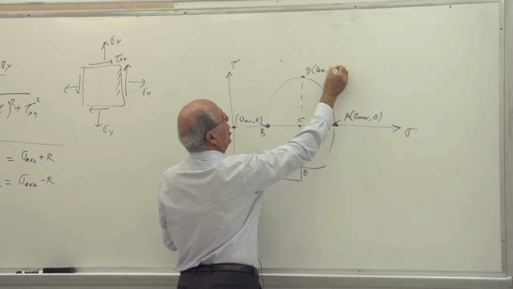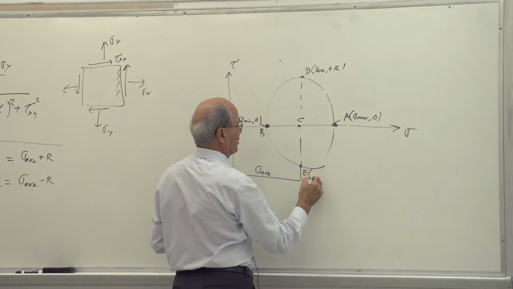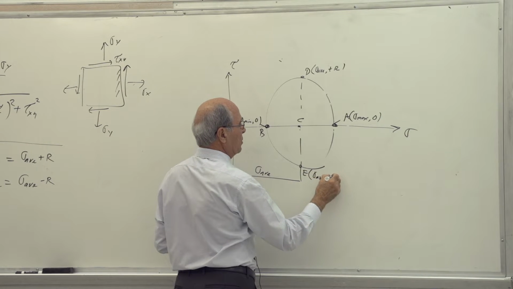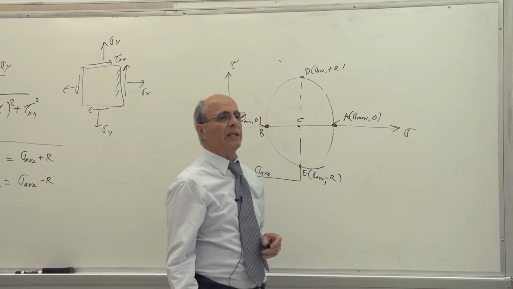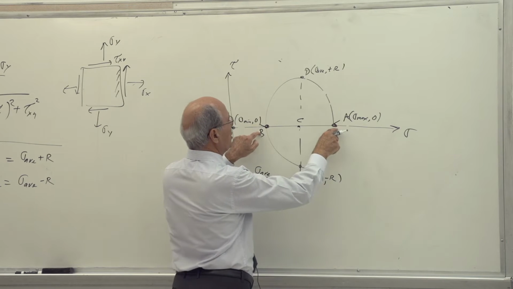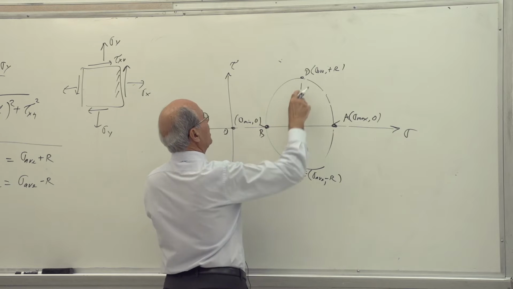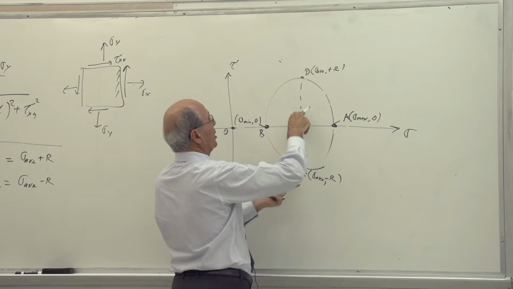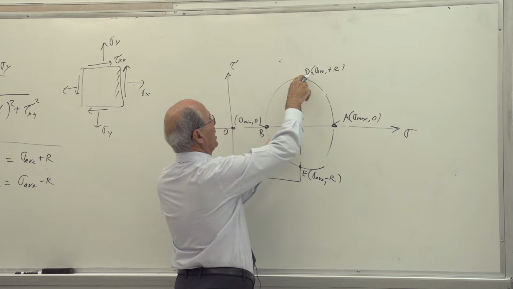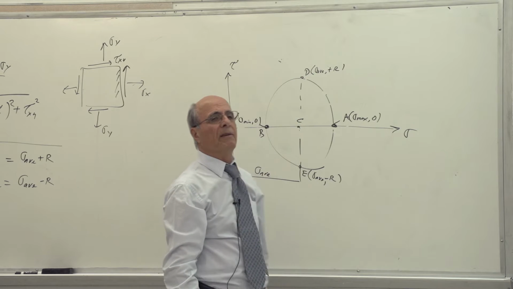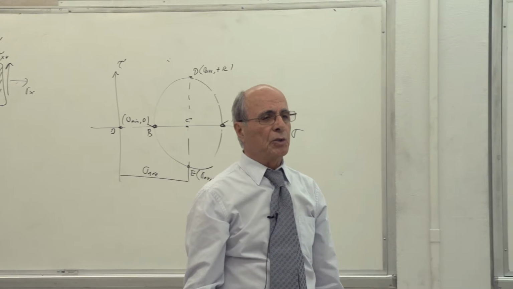But it is plus R because it's going up. And this one is sigma average minus R. Is that correct? The coordinate of that. Because these two, sigma principal, 0, 0 shear. This is the highest shear, this is the highest shear, plus R, minus R. But there is also a sigma equal to sigma average. Is that correct or not?